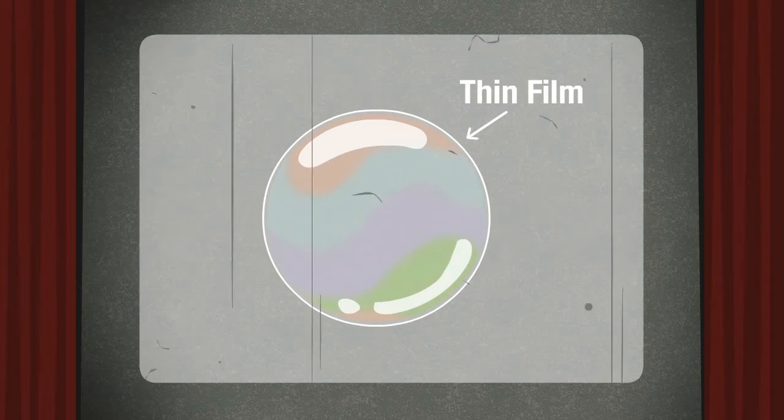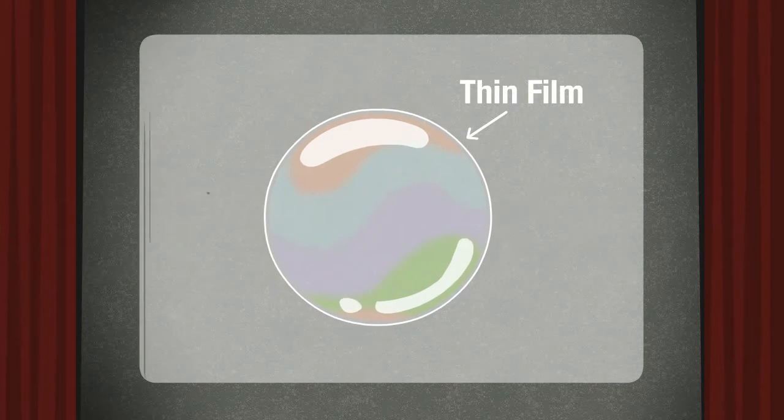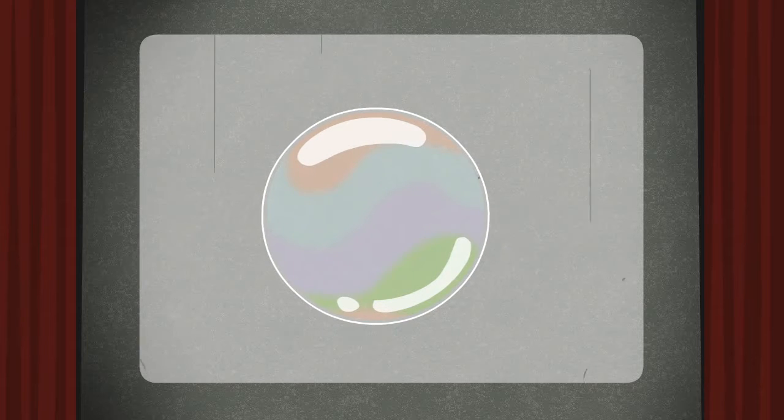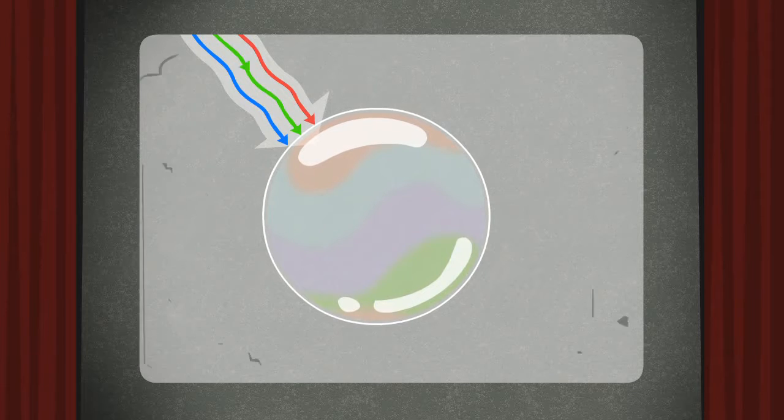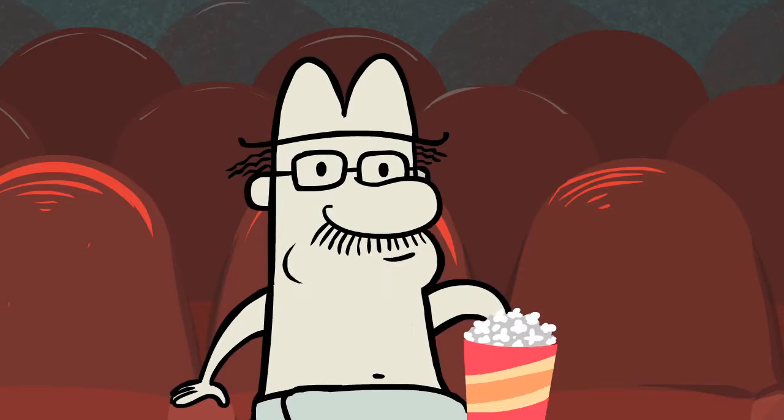A soap bubble is a thin film, but its thickness varies across the surface. Because light is made up of red, green, and blue light waves, different amounts of each color are reflected off the surface. Let's find out why.